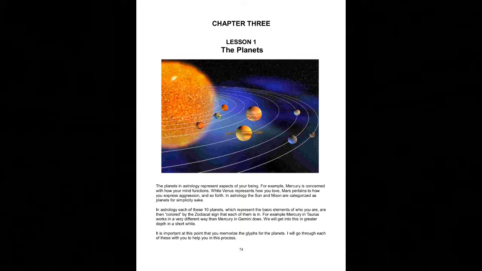In astrology, each of these 10 planets, which represents the basic elements of who you are, is then colored by the zodiacal signs that each of them is in. For example, Mercury in Taurus works in a very different way than Mercury in Gemini does. We will get into this in greater depth in a short while. It is important at this point that you memorize the glyphs for the planets. I will go through each one of these with you to help you in this process.